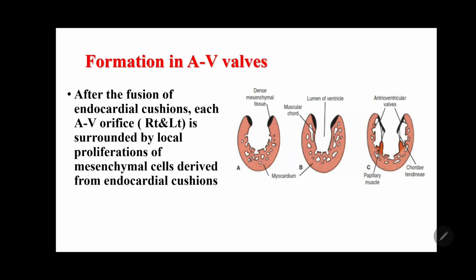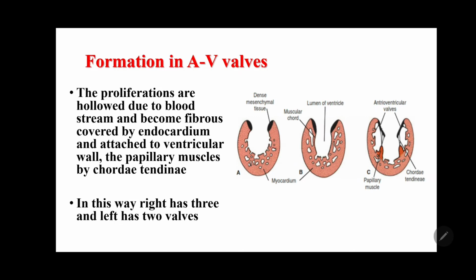Next, formation of the atrioventricular valves. So we have seen these ventral and dorsal endocardial cushions fuse and divide the AV canal into right and left. But what about the lateral endocardial cushions? These lateral endocardial cushions are involved in the formation of AV valves, which are surrounded by the proliferation of mesenchymal cells. With the bloodstream, these mesenchymal cells proliferate and are hollowed out, and they become fibrous. They are covered by endocardium, and they are attached to the ventricular wall by way of chordae tendineae and papillary muscles.